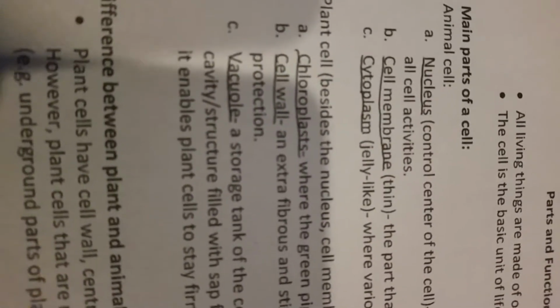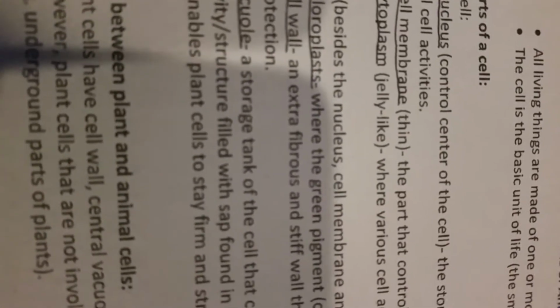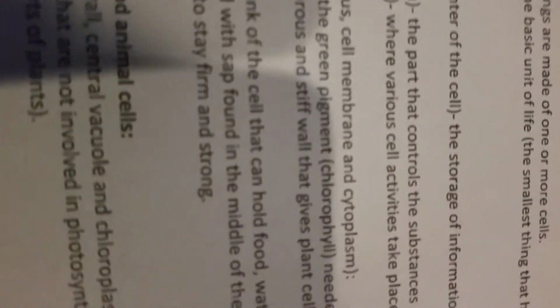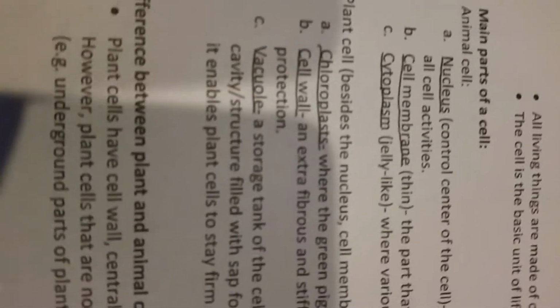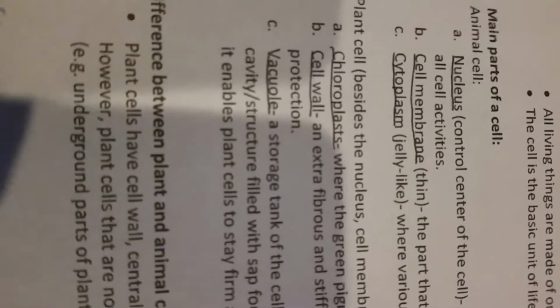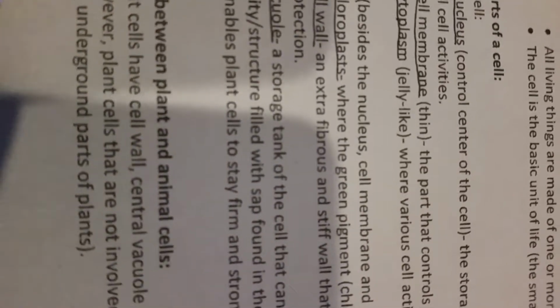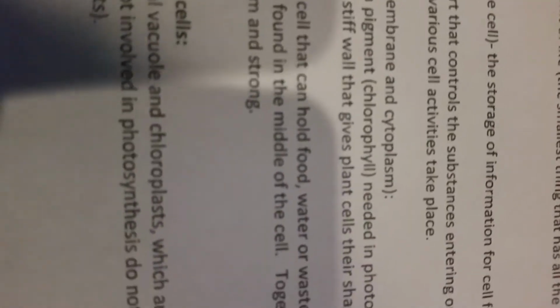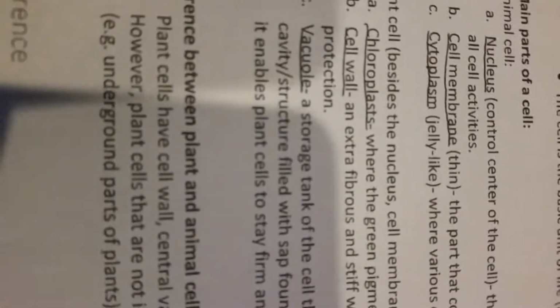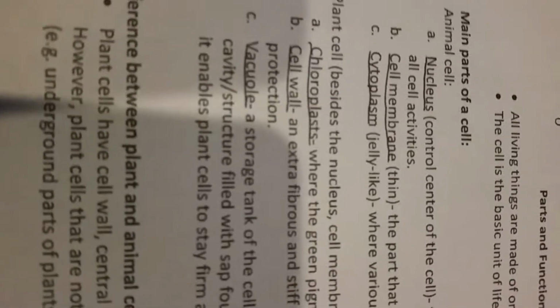So let's start with the main parts of a cell in an animal. This is the nucleus. According to this, it is the control center of the cell. The storage of information for cell functions. It directs all cell activities. The next is the cell membrane. It's thin, the part that controls the substances entering or exiting the cells. Next is the cytoplasm. It's jelly-like. It is where various cell activities take place. So these are parts of the animal cell.